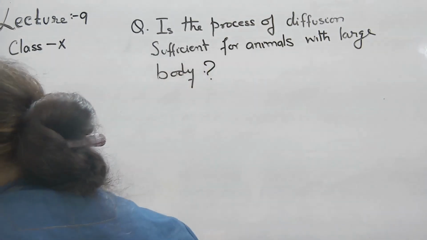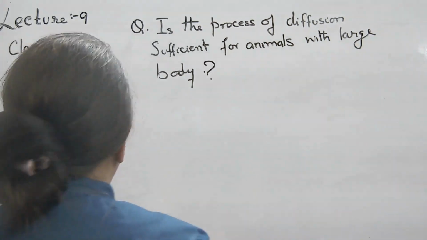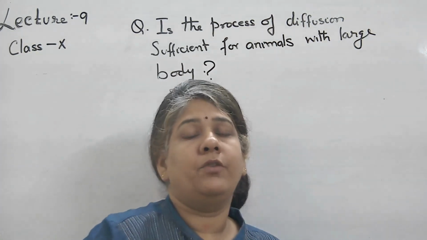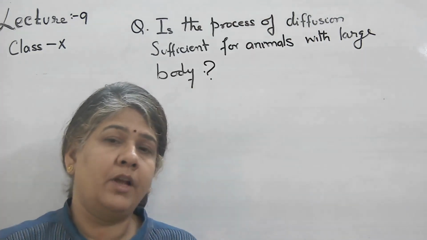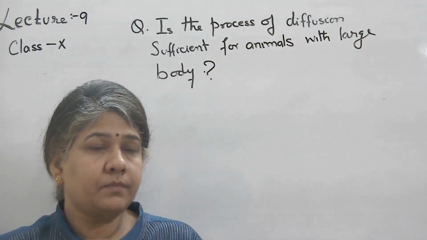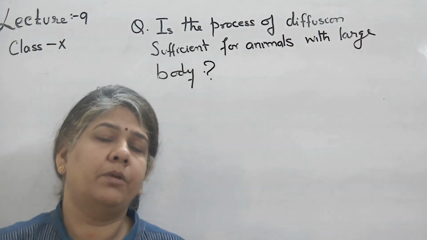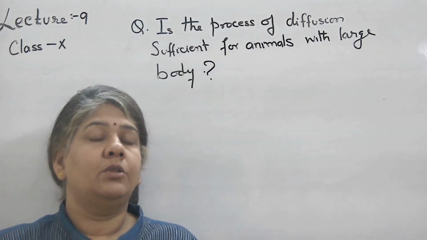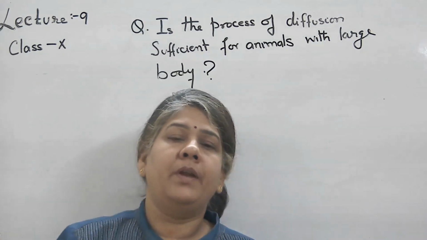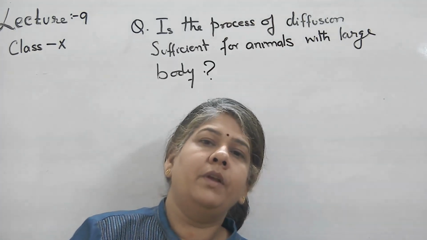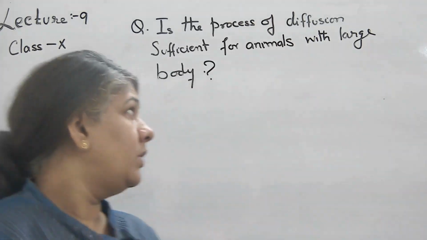Okay, so the answer will be that diffusion, since it is a very slow process, is not sufficient for transporting oxygen to every part of the body. So there is need for something more which can fasten the process. So presence of respiratory pigments like hemoglobin in the human body helps in transportation. So let's see the answer.